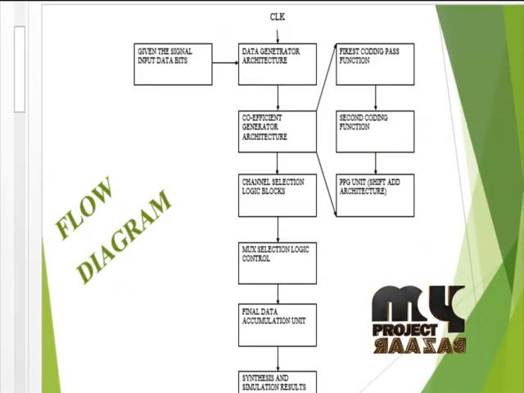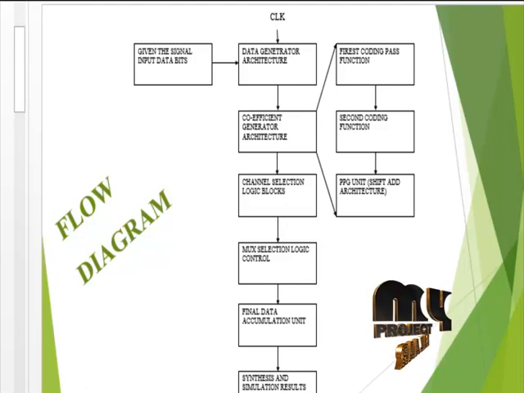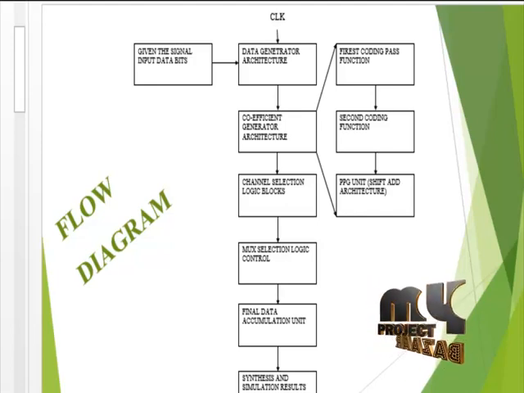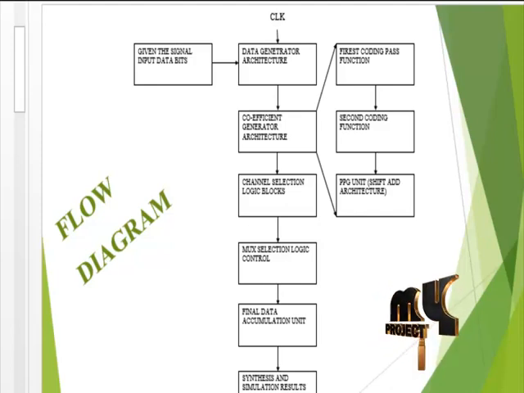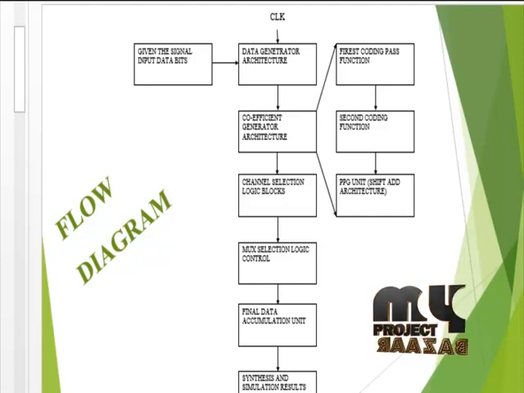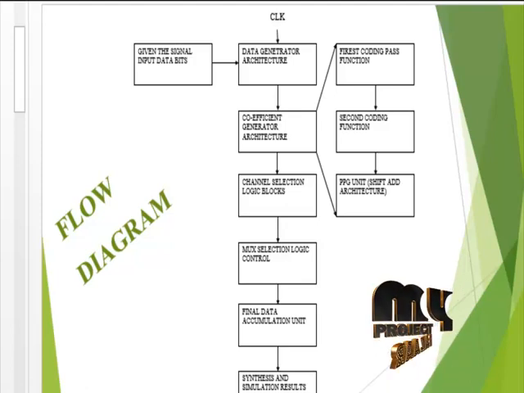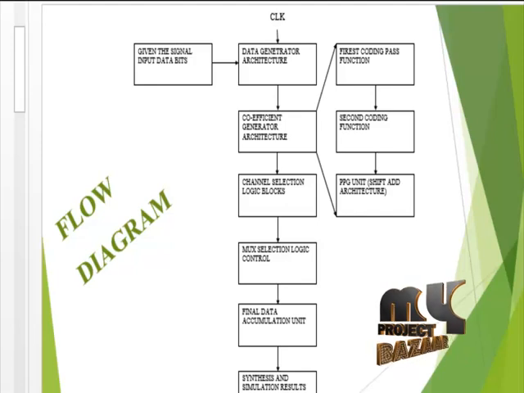Now we are going to discuss our project flow diagram. In our process, we give the clock and the input data bits. We have designed 16 input data for the filtering process, and then we create the coefficient generator architecture. First we select the coefficient bit using the mux logic functions. The function consists of first and second coding logic levels. This logic is applied to the different tap coefficient signals and to add the signal coefficient levels.